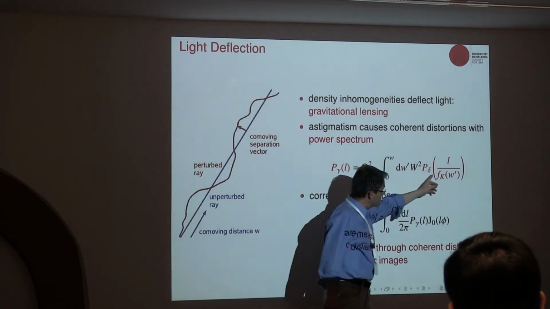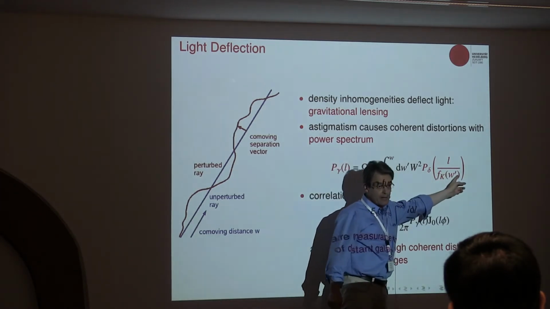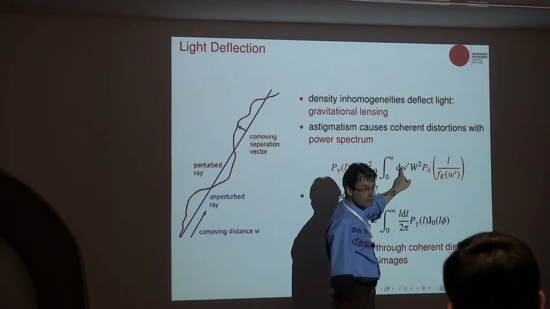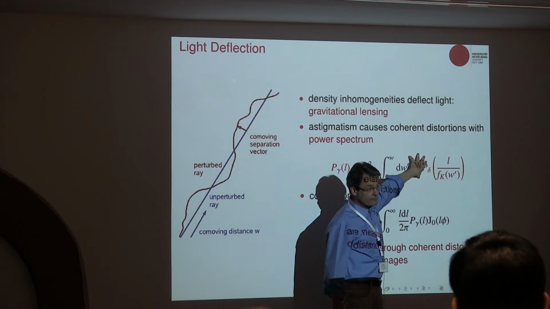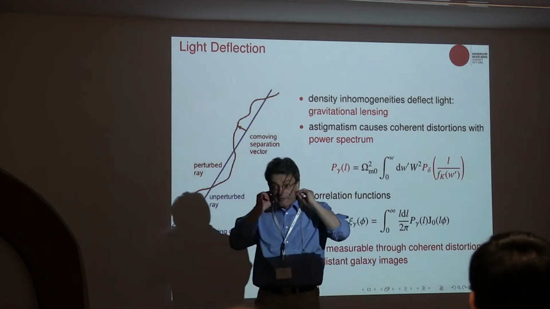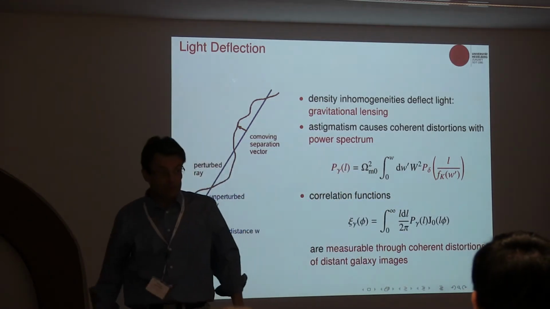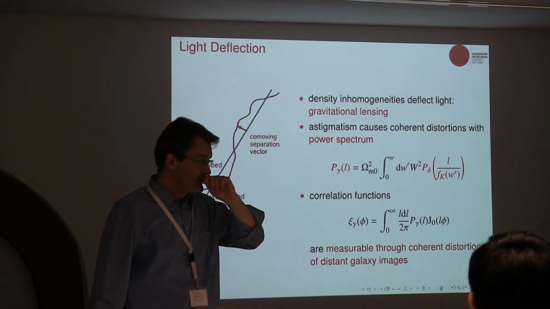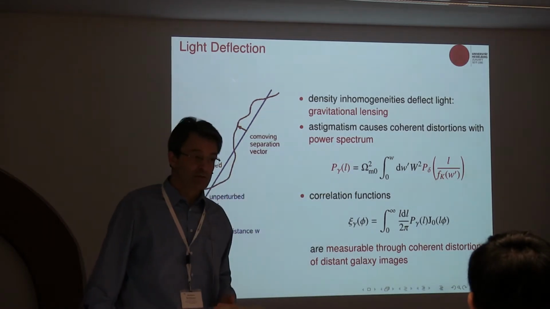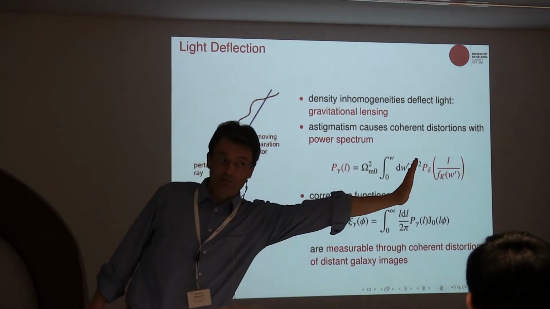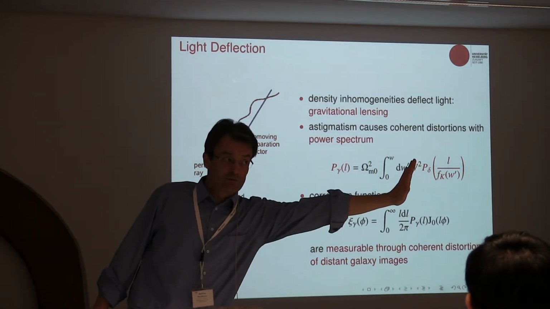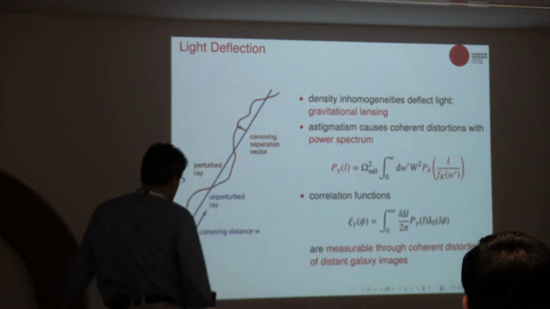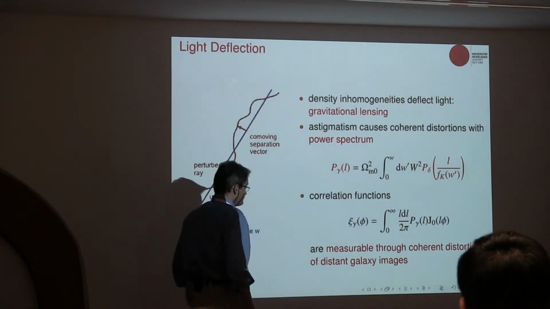But then you just project the power spectrum of the dark matter along the line of sight with a geometrical weight function that takes into account that a given gravitational lens is most efficient if you place it halfway between yourself and the source. If you put it right in front of your nose, it has no effect. If you put it right in front of the source, neither. If you put it right in the middle, it has the largest effect. So that's taken into account by this capital W function here.